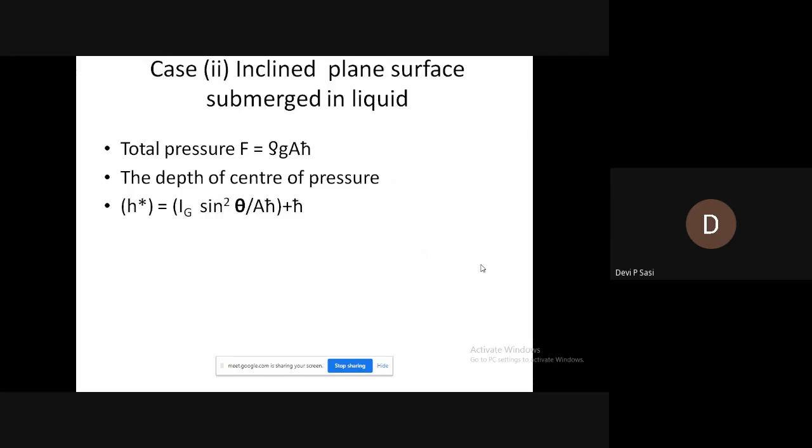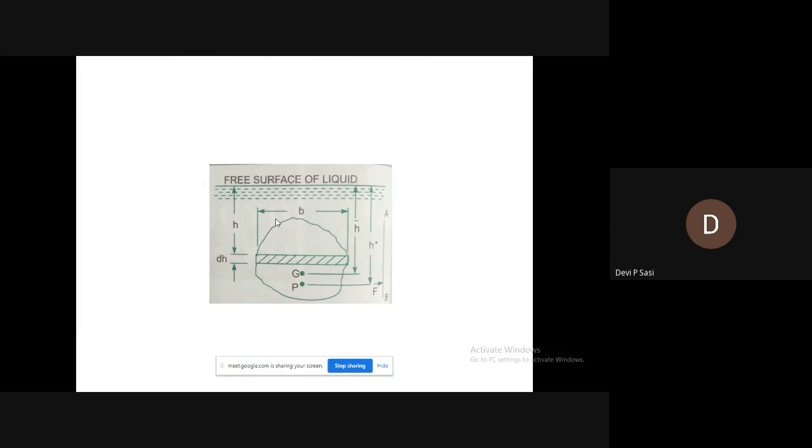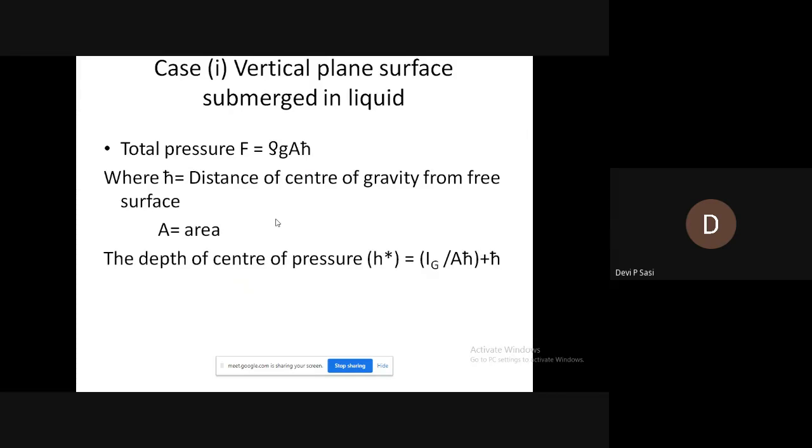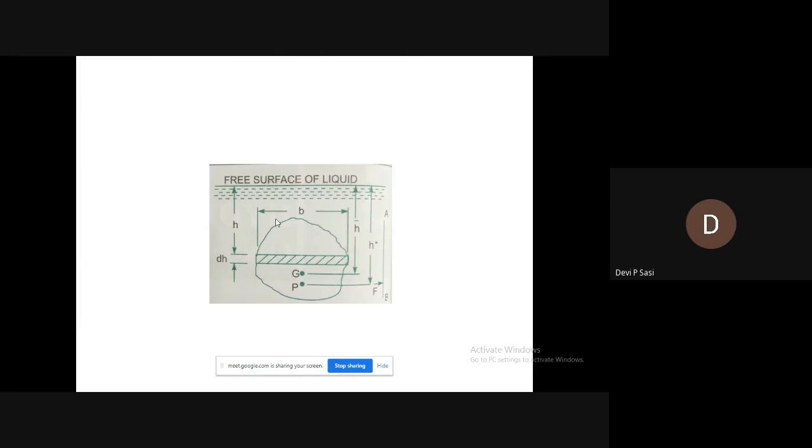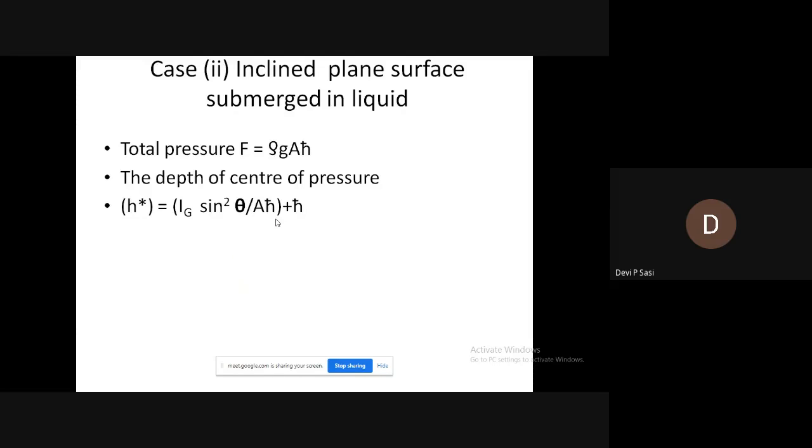But the depth of center of pressure h star is given by the equation h star = Ig sine square theta by A h bar plus h bar. Please remember that the equation for center of pressure h star is different in both cases. For the first one, it is Ig by A h bar plus h bar. But for the inclined one, it is Ig sine square theta by A h bar plus h bar.